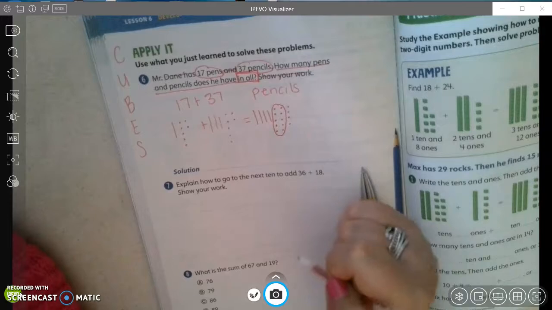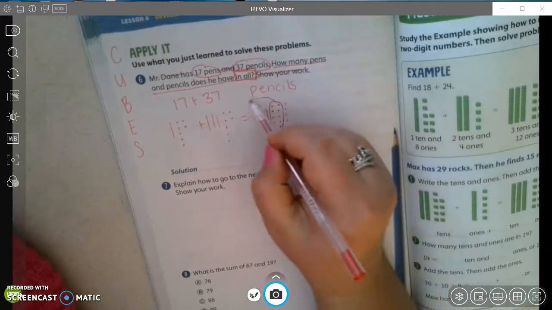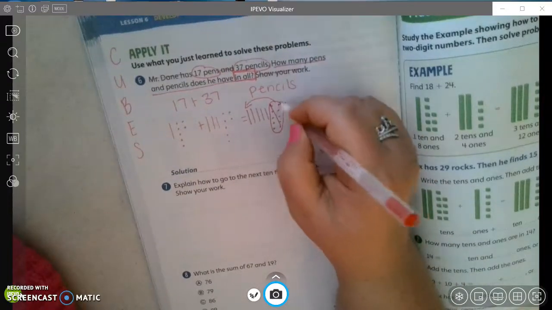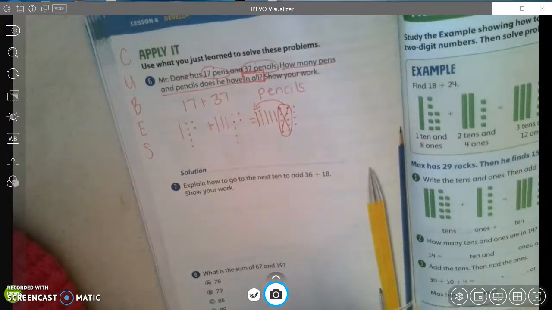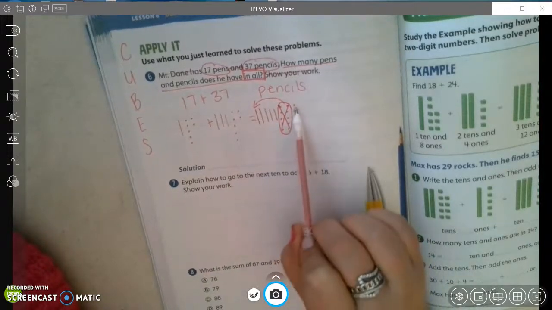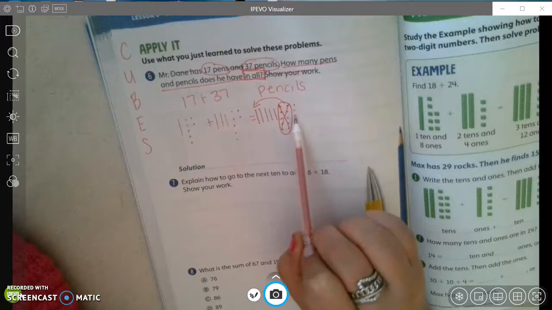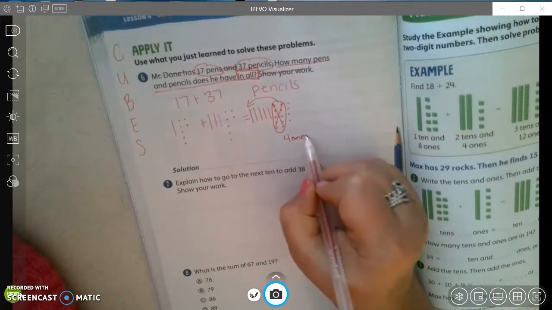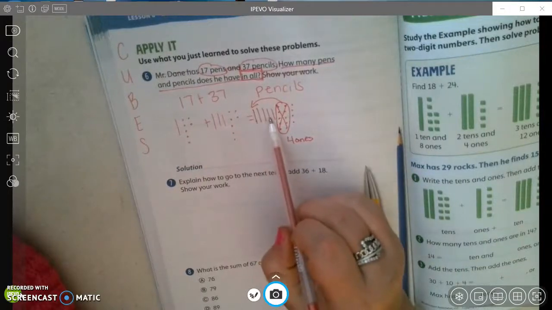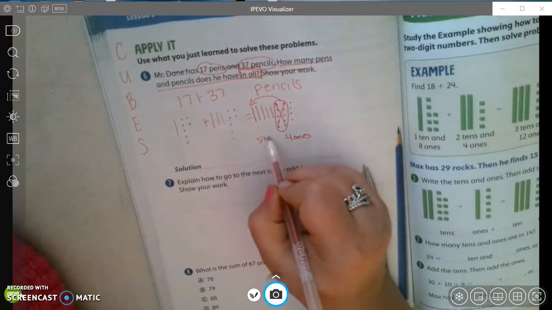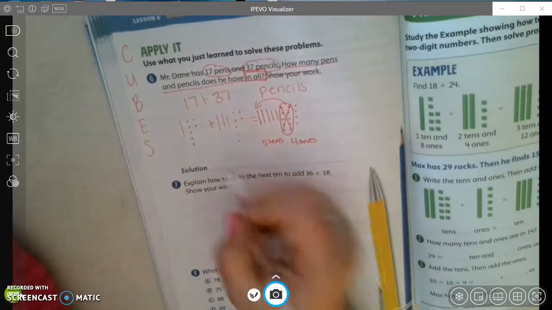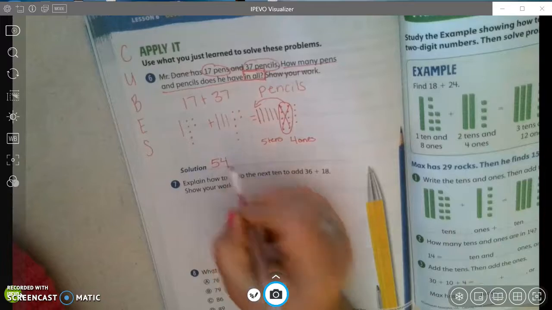So I'm going to group those, and I'm going to regroup them as a 10. And just so I don't count them anymore, I'm going to put an X over my circle. Now remember, we always start with the 1, so I'm going to count how many ones I have. 1, 2, 3, 4. I have 4 ones. And I have 1, 2, 3, 4, 5 tens. If I have 5 tens and 4 ones, what is my answer? 54.